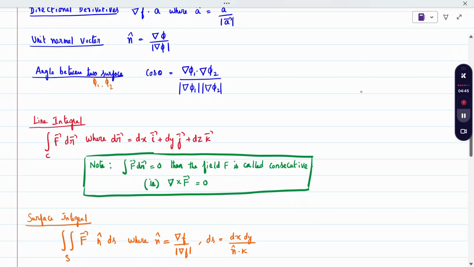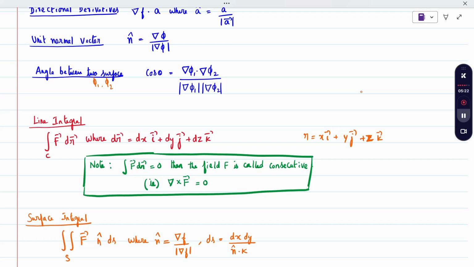Line integral, everyone knows, is nothing but single integration. So it is F into dr. dr is, in general, dx into i vector, dy into j vector plus dz into k vector, because of how it comes: the r vector is x into i vector plus y into j vector plus z into k vector. When you differentiate, dr is nothing but dx into i vector plus dy into j vector plus dz into k vector. So this is the way.